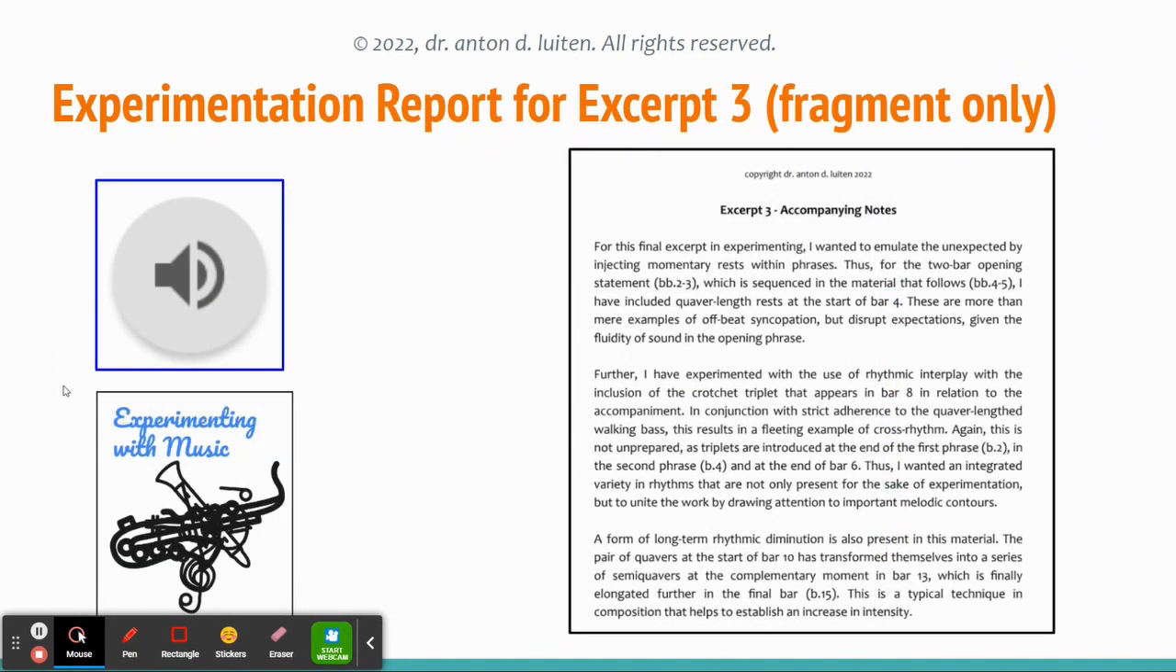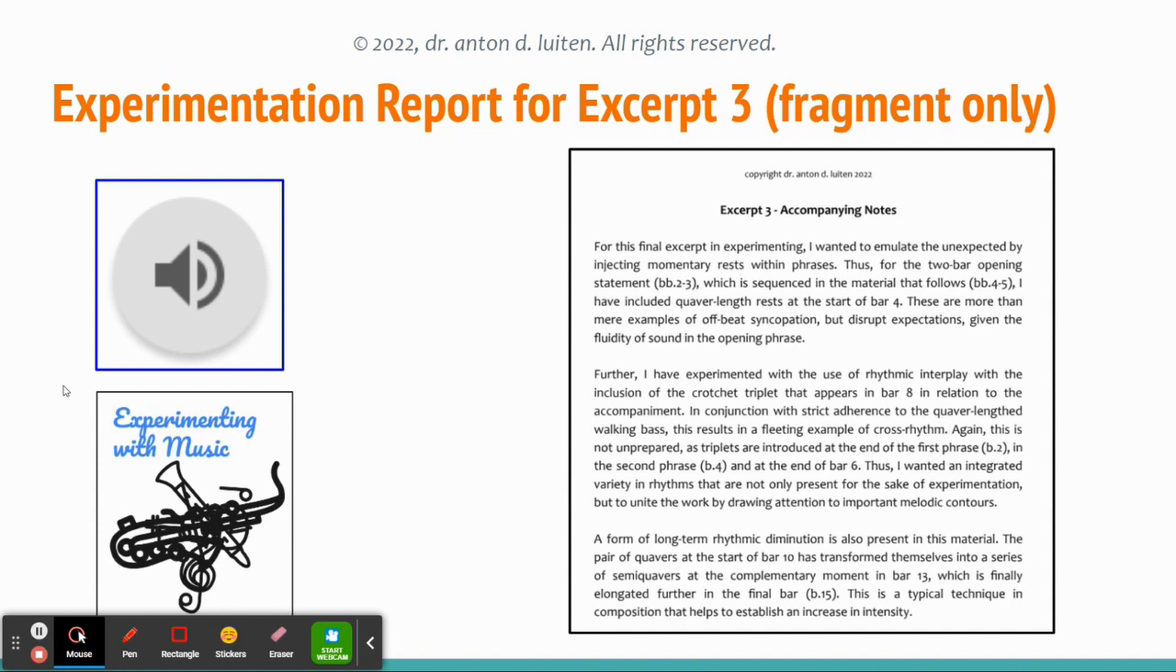Excerpt 3, Experimenting with Music. For this final excerpt in experimenting, I wanted to emulate the unexpected by injecting momentary rests within phrases, such as for the two-bar opening statement, bars 2 and 3, which is sequenced in the material that follows, bars 4 and 5. I have included quaver-length rests at the start of bar 4. These are more than mere examples of offbeat syncopation, but disrupt expectations given the fluidity of sound in the opening phrase.